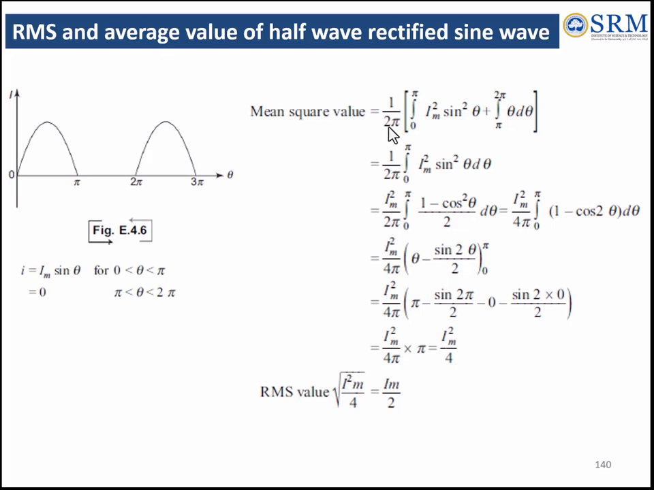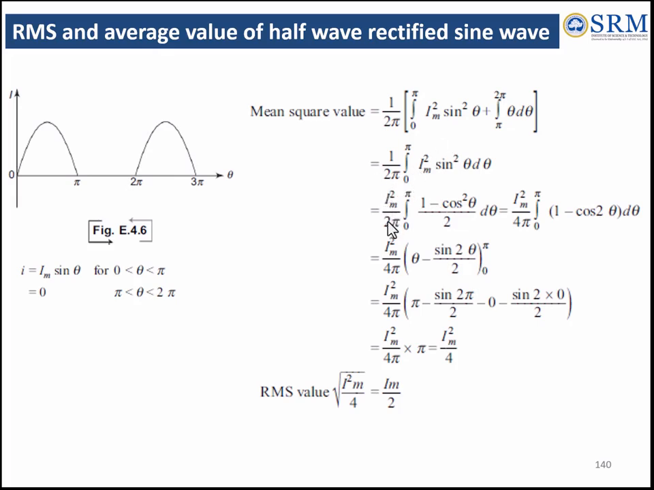Now we find the mean square value. For mean square value, we consider one complete cycle. So mean is 1 by 2 pi over the period, 1 by T is 1 by 2 pi. Integral of 0 to pi, we have the value Im sine theta, right? So I square we have to substitute as mean square value. So Im square sine square theta d theta, plus pi to 2 pi. So in this second region, the instantaneous value is 0. So we consider only this first integral.